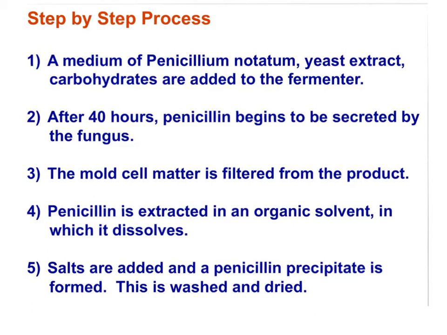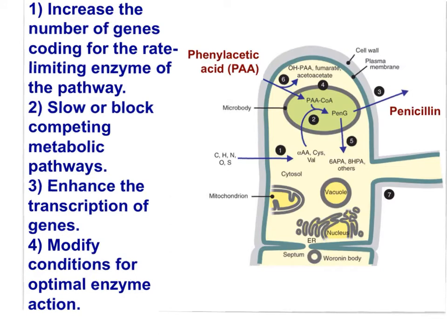The mold cell matter is filtered from the product. Penicillin is extracted in an organic solvent in which it dissolves. Salts are added, and the penicillin precipitate is formed. This is washed and dried. Genetic engineering, otherwise known as recombinant DNA technology, serves to increase the number of genes coding for rate-limiting enzymes of a pathway, serves to slow or block competing metabolic pathways, or enhance the transcription of genes that would be important in coding for important enzymes.